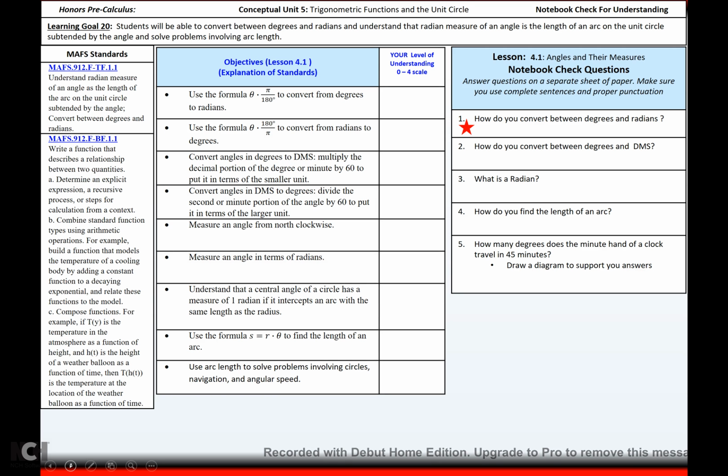Alright, so how do you convert between degrees and radians? You use the conversion rate. There are pi radians equal to 180 degrees. So you use that conversion rate to convert between the two.